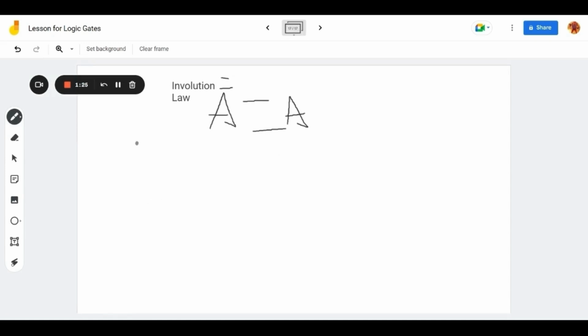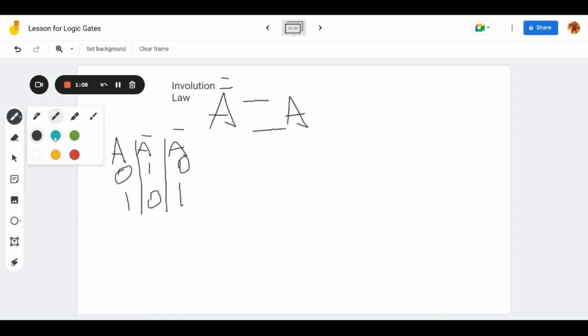So let's make a truth table for this, shall we? A, then A knot, then A double knot. Let's make this 0, 1. As you can see in the first knot, it gets reversed, 1, 0. But in the second knot, it again gets reversed. This value and this value is the same. And as you can see here, A and A double knot is basically the same thing. And because it's basically the same thing, it would just be A.